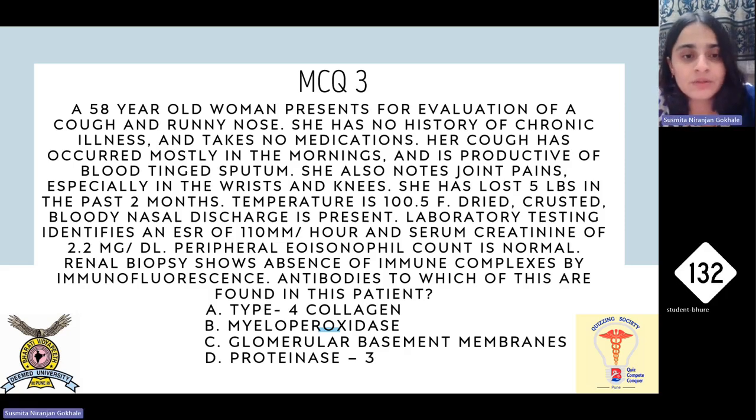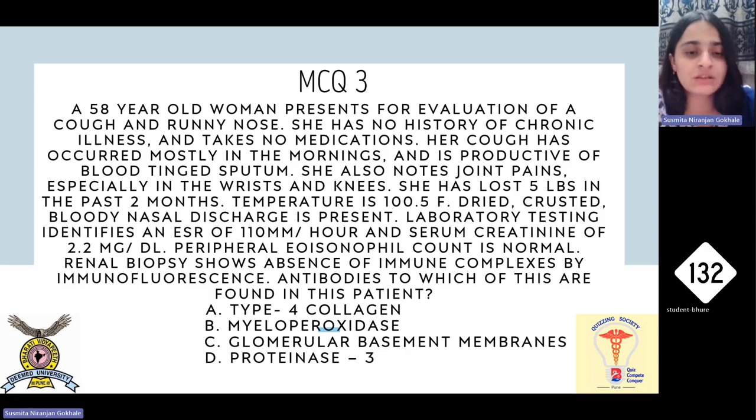So according to me, the most appropriate option is option D. But let us rule out all the options first. So option A is type 4 collagen. Antibodies against type 4 collagen are commonly seen in Goodpasture syndrome, which is not the diagnosis here. So we'll rule out this option. The option B is myeloperoxidase. Antibodies to myeloperoxidase are MPO ANCAs, which are not seen in GPA. So we'll rule out this option as well.